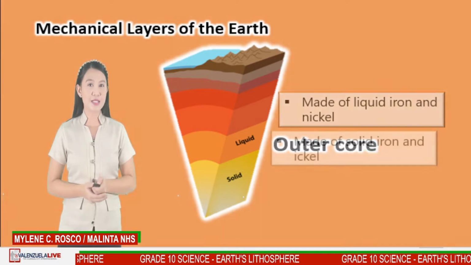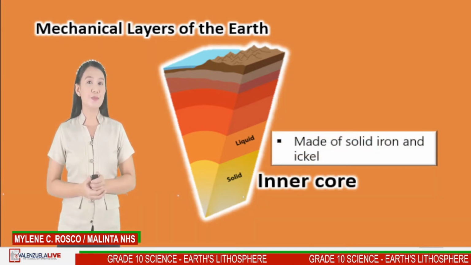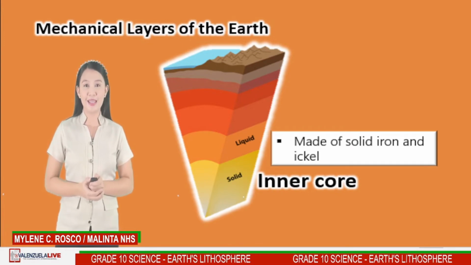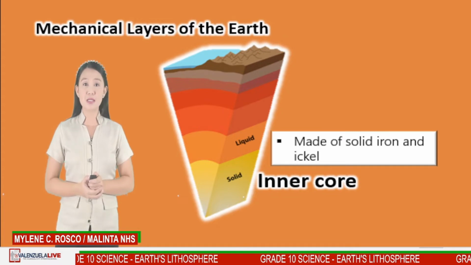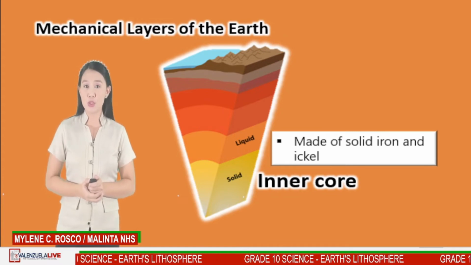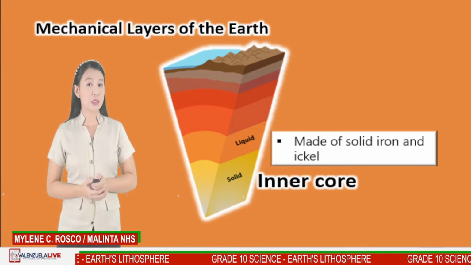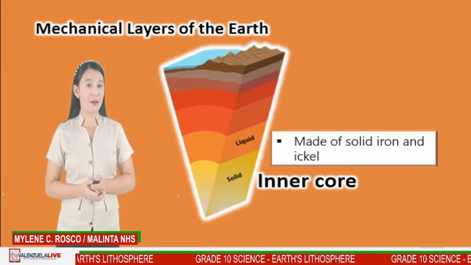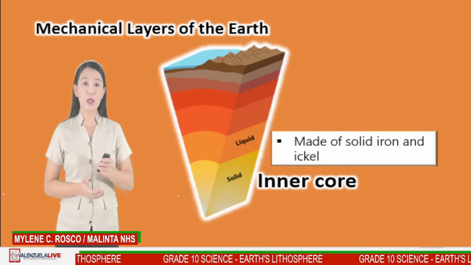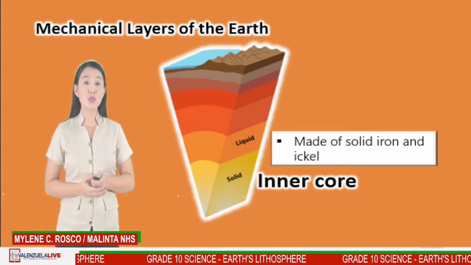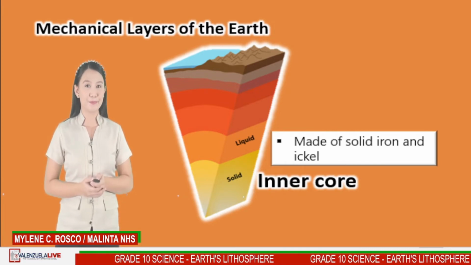And of course, last is the inner core. The inner core is made of solid iron and nickel. The Earth's inner core is solid because despite the extreme temperature in this region, there is also extreme pressure there, which in return raises the melting point of iron and nickel to a value above the Earth's core temperature.